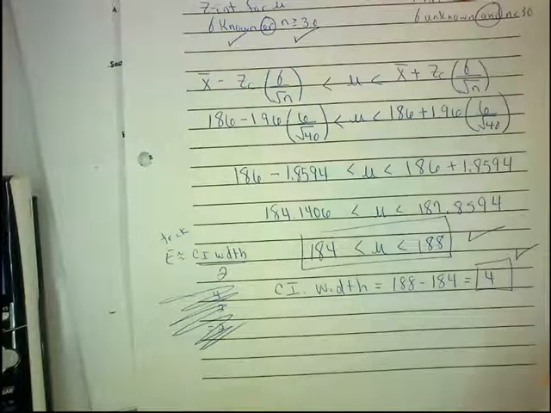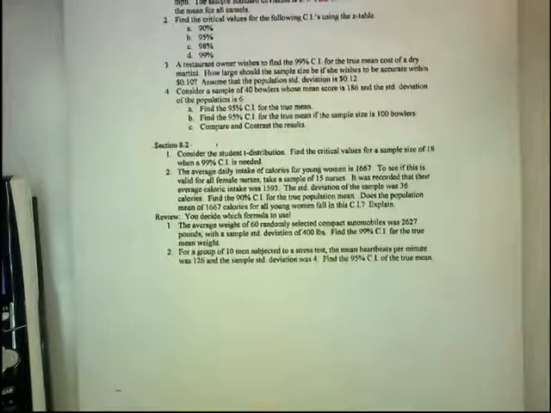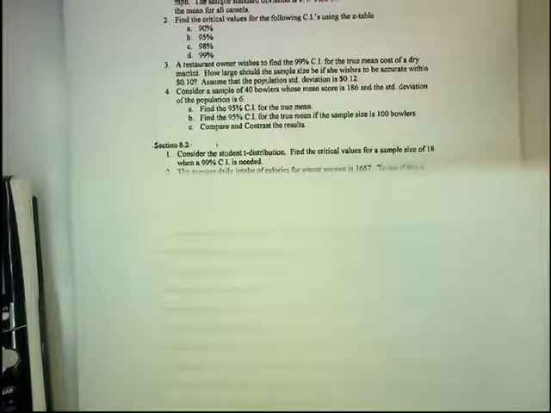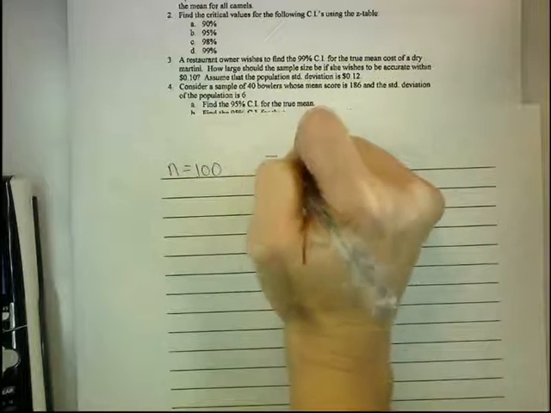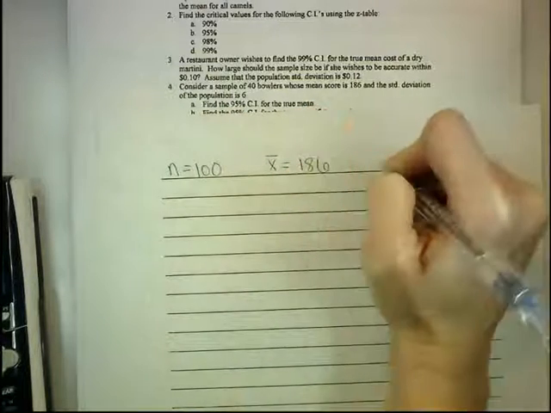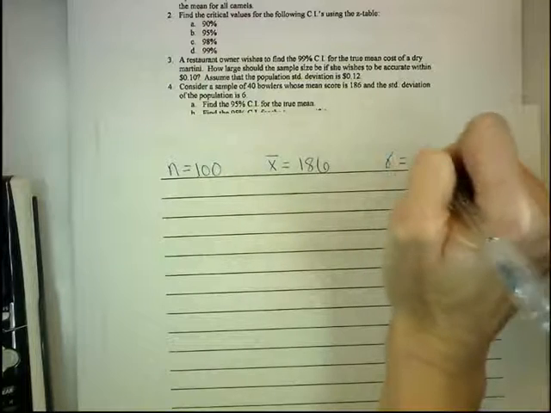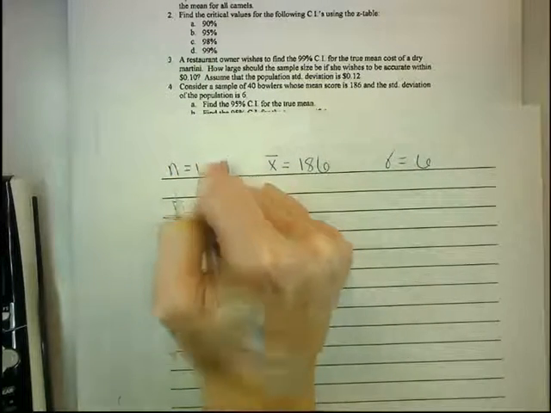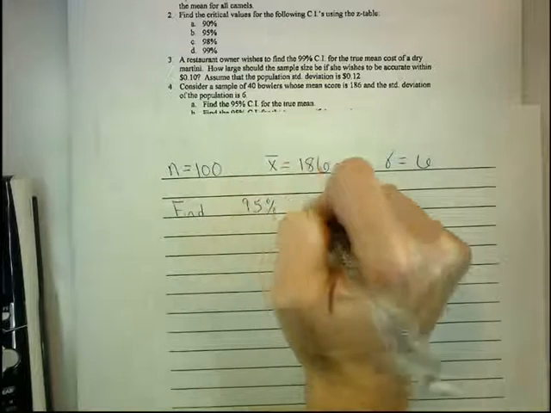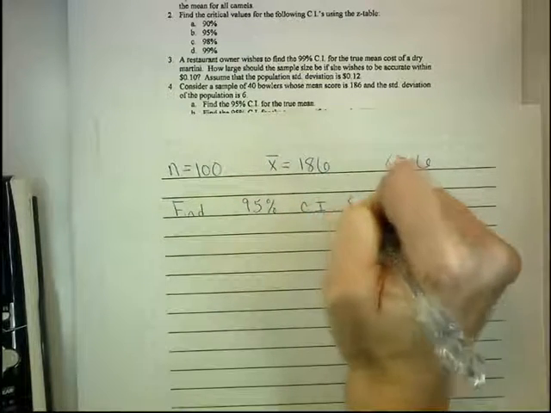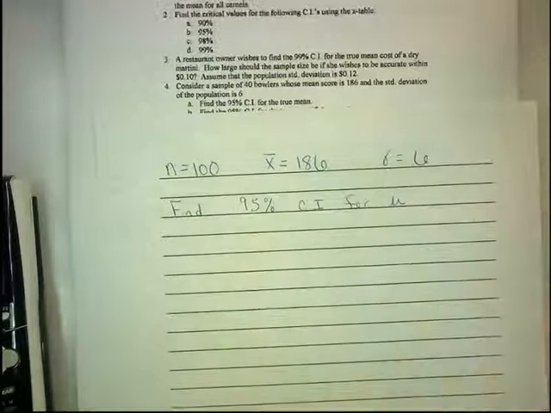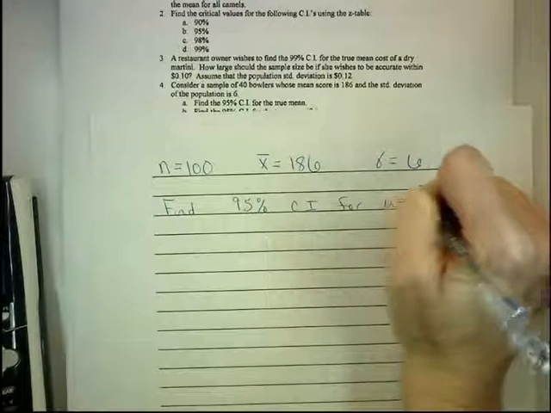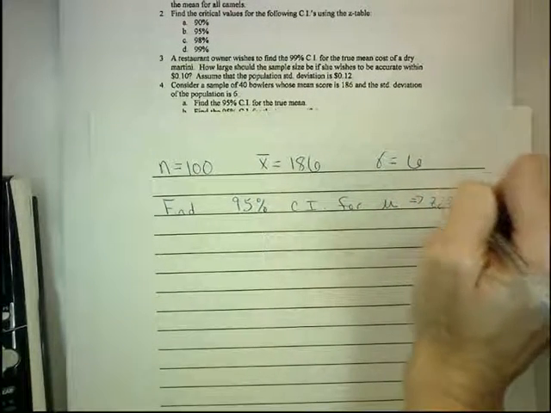Now, for 100 bowlers, we're basically going to write down the same information, except the only thing that's allowed to change is it's 100 bowlers. The average score is still 186. The population standard deviation is still 6. And we're still finding the 95% confidence interval for the true mean, and I'll just put mu. So that implies that Z sub C is 1.96.